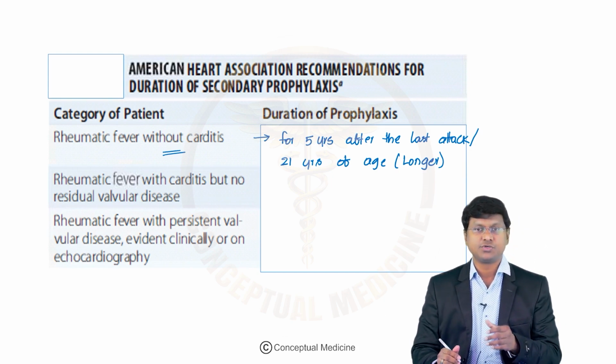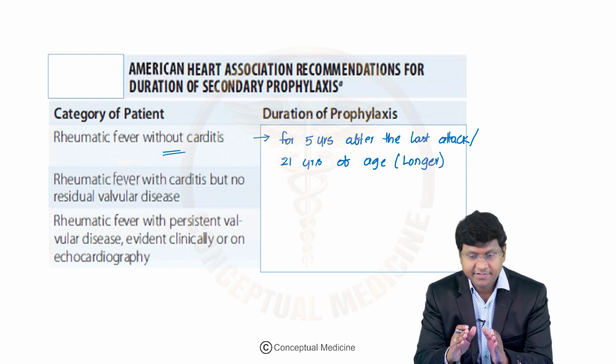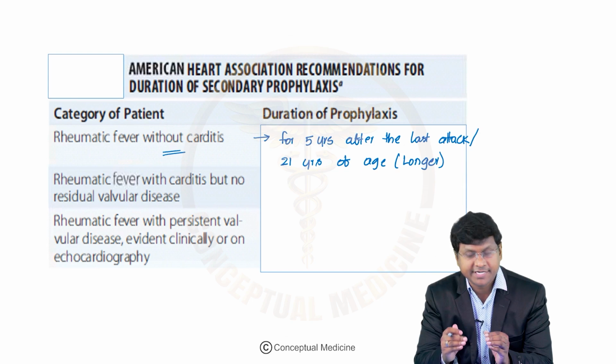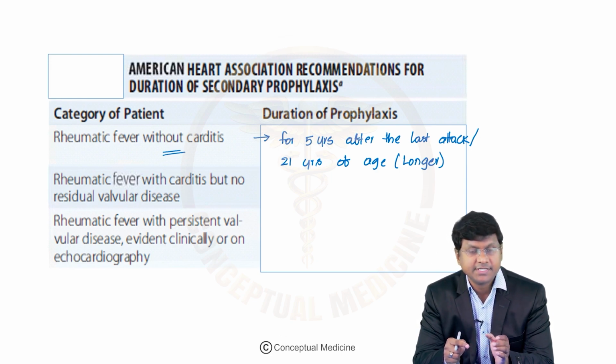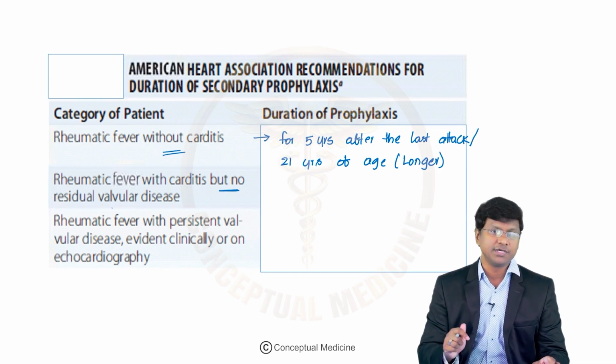Now, what do you mean by that? Whichever is longer. See, suppose the age of the individual is around 19 years and the individual has developed rheumatic heart disease and mitral stenosis, you should not give it up to 21 years. You have to give the benzathine penicillin prophylaxis for 5 years after the last attack, that is, from 19 years up to 24 years. Now suppose the individual developed rheumatic fever at the age of 14 years, then don't give for 5 years and then stop. You have to give from 14 years up to 21 years, because that will be the longest period. So, whichever is longer, you have to give.